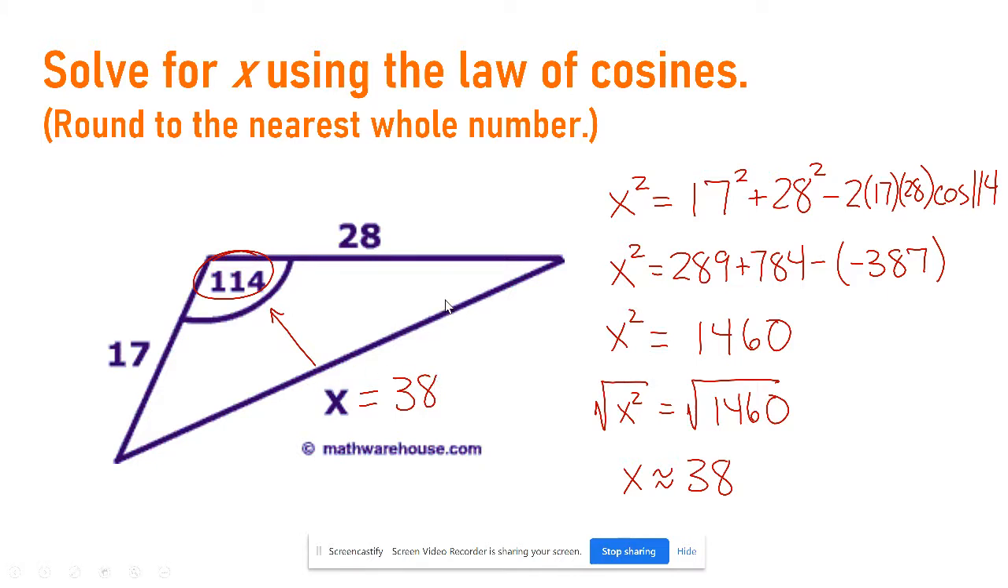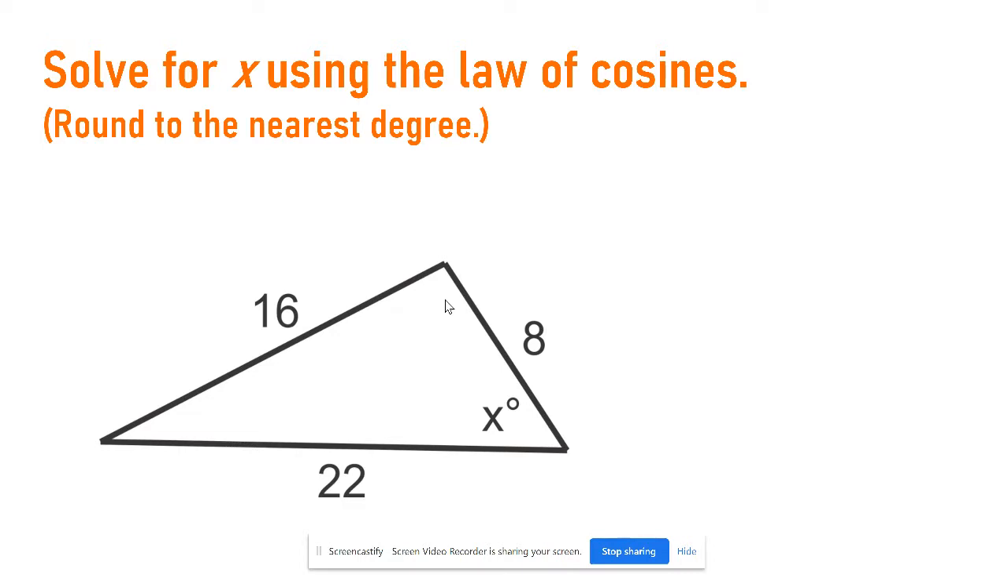Let's go ahead and look at another one. And in this one, we have a missing angle. So we need to figure out how many degrees approximately x is. Again, we're rounding to the nearest degree. And so what we need to do, if we're trying to find this angle, is start with the side that is opposite it, and base everything off of that.